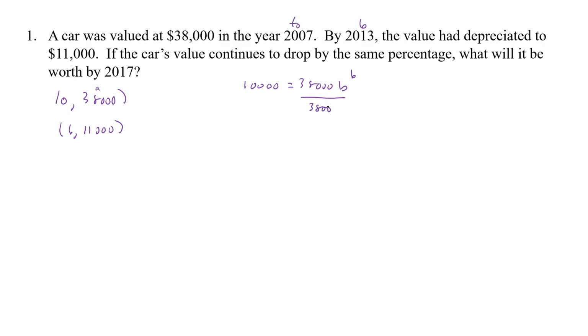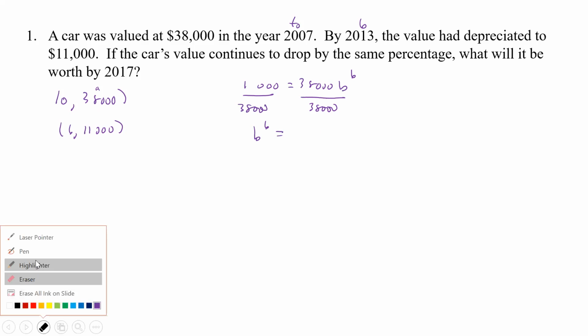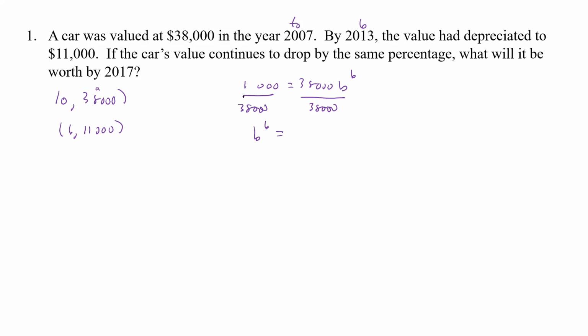Now we'll divide by 38,000. So b to the 6 is, that was 11,000. I put 10. Oops. Wait a minute, something doesn't look good. All right, so that was 11,000, so 11,000 divided by 38,000. And so we're going to have to take that to the 1/6, so b is equal to 11,000 divided by 38,000, to the 1/6.